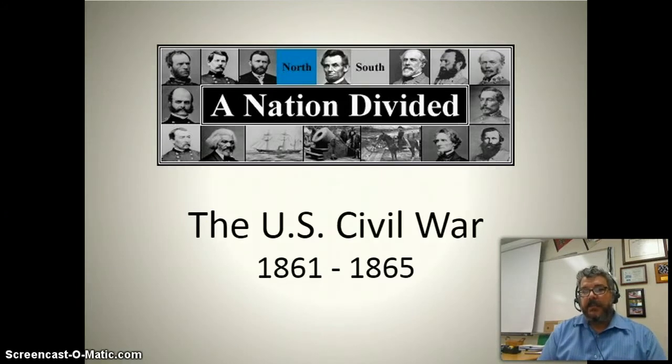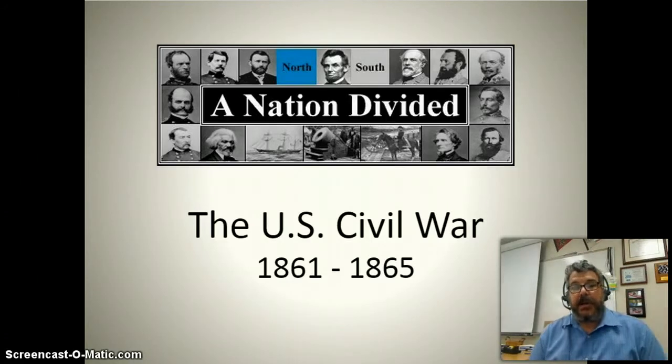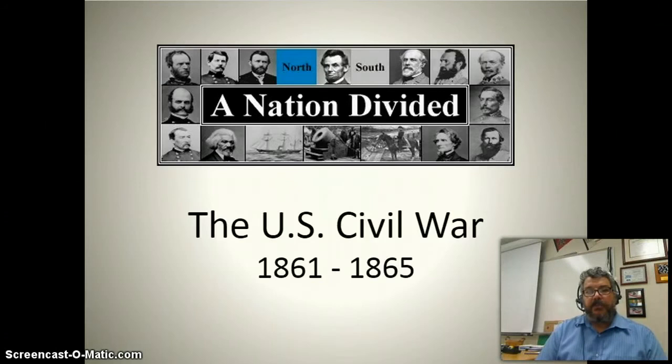In those 11 states, we have a population of 9 million, give or take, 4 million of which are enslaved African Americans. So that gives you a picture of what that side of the war is going to look like. Compare that with those states that stay with the Union, including the slave border states of Maryland, Delaware, Kentucky, and Missouri, and we have a total of 21 states with a population of 20 million.